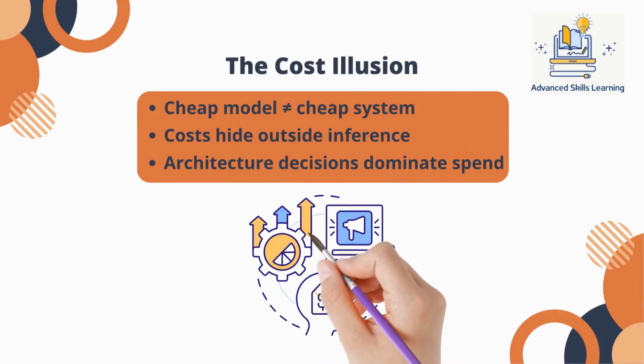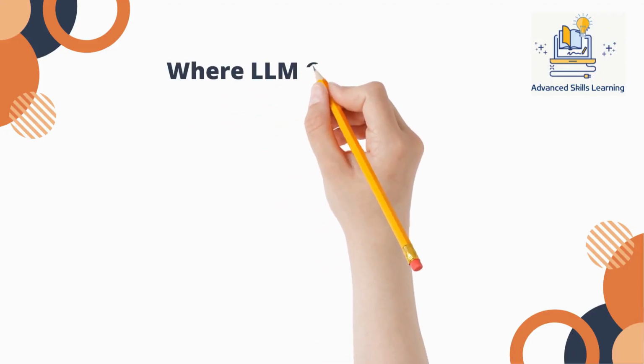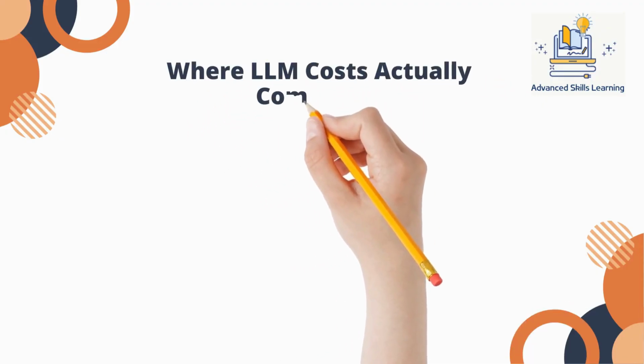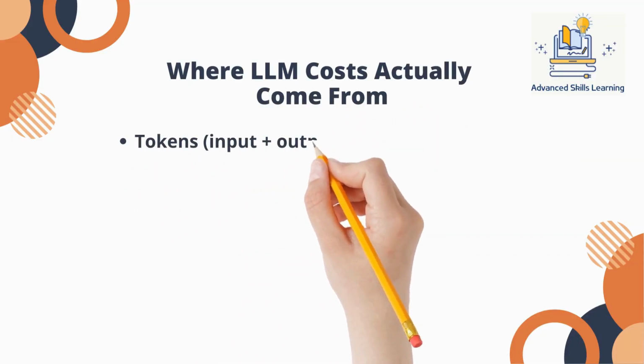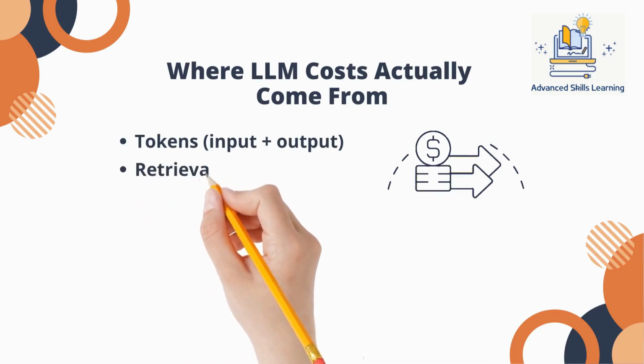Let's break down where costs actually come from. Yes, tokens matter, both input and output, but they're rarely the only factor. Retrieval systems pull documents that increase prompt size. Re-rankers add extra model calls. Agents repeat steps, and retries silently multiply everything.